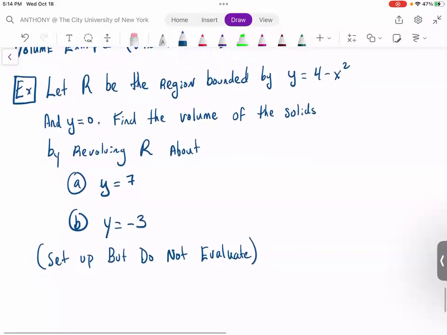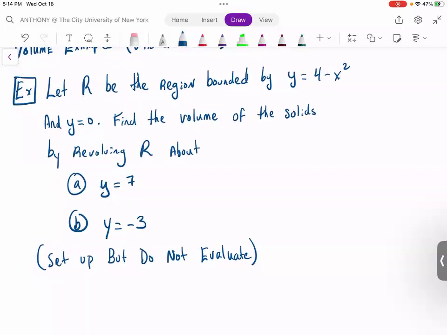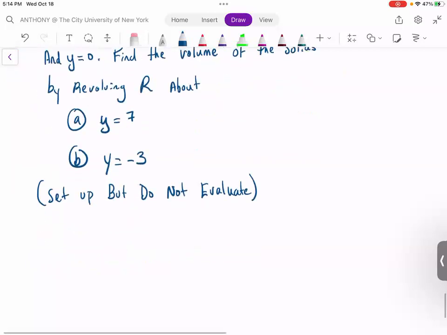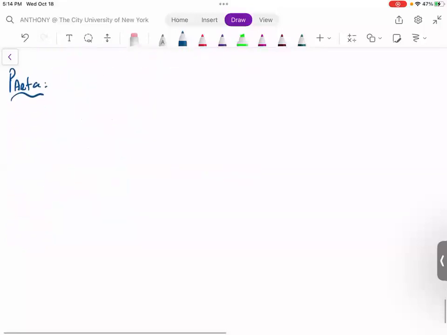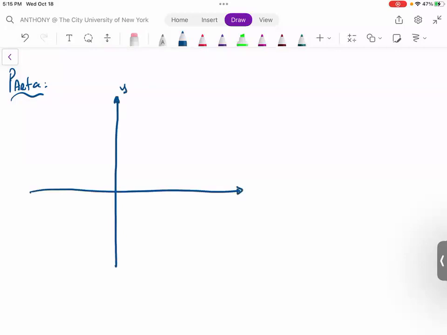make my sketch. So first of all, look at your equation, y equals 4 minus x squared. What type of equation is that? It's a downwards parabola with a vertex of 0, 4. Right? So for part A, we begin with our sketch. Let's say here's my y-axis, and let's say here's my x-axis.